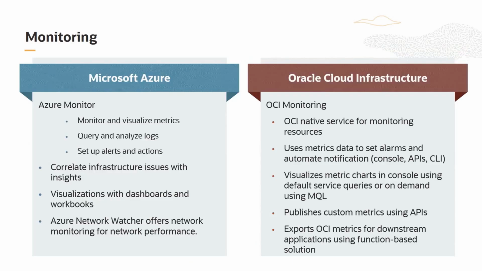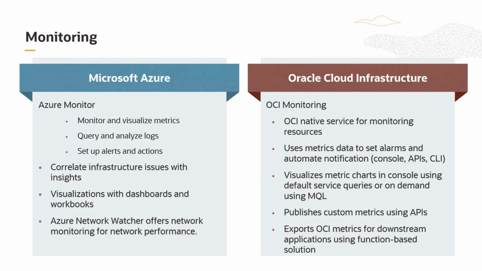Now let's look at monitoring. In Azure, you can monitor and visualize metrics. You can query and perform analysis of the log data, as well as set up an alerting mechanism using the Azure Monitor service. There is also an Insights feature using which you can correlate infrastructure issues. You can also perform visualizations using dashboards and workbooks. And there is another service with the name of Network Watcher that helps you in troubleshooting potential network issues.